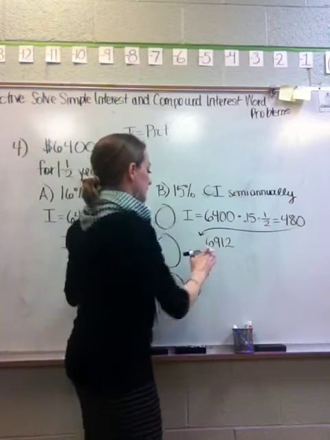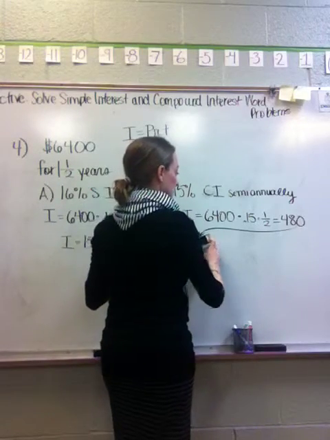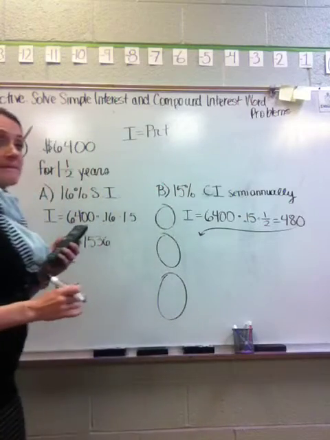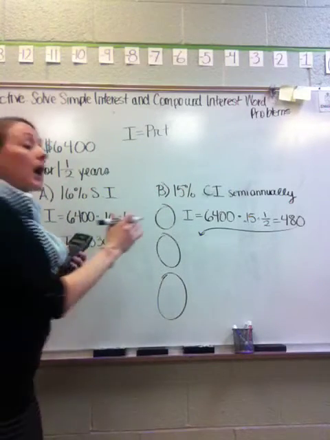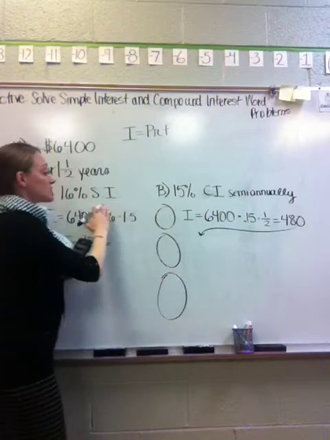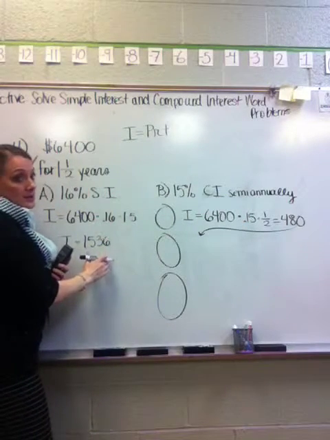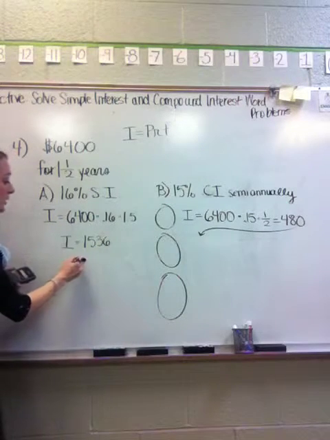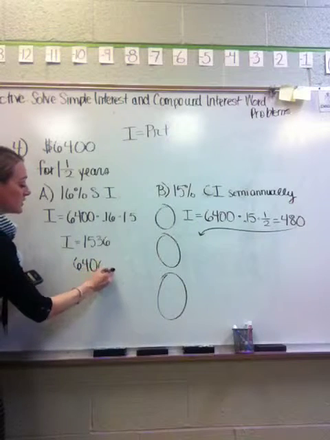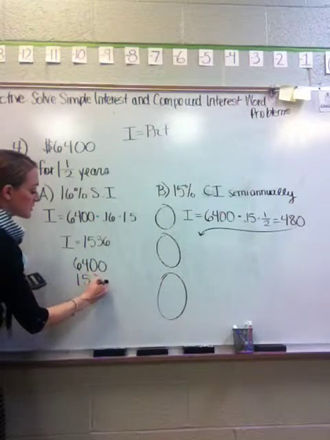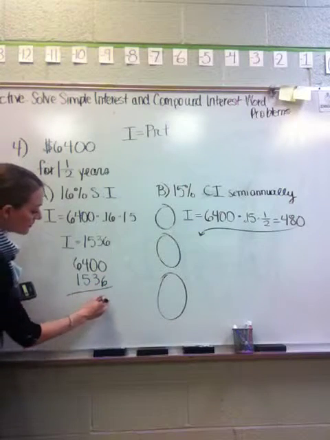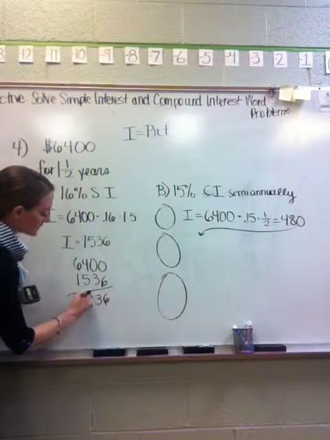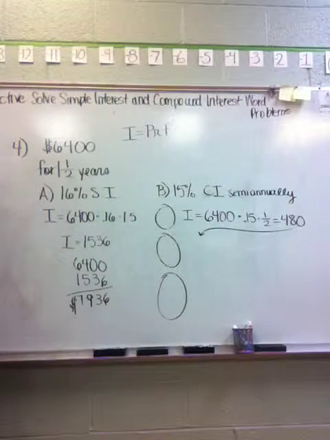Wait, is that what you're working for B? I'm working on compounded semi-annually. I just did simple interest, and this is the interest that I collect, okay? Does that make sense? So in the end, my total amount is going to be 6,400 plus 1,536. So my end amount will be 6,397. This is my end amount. Are you following?